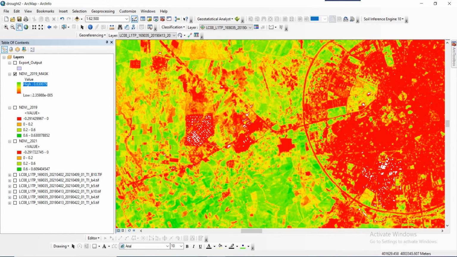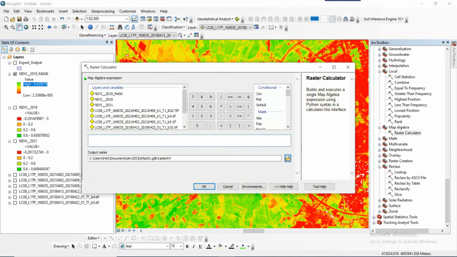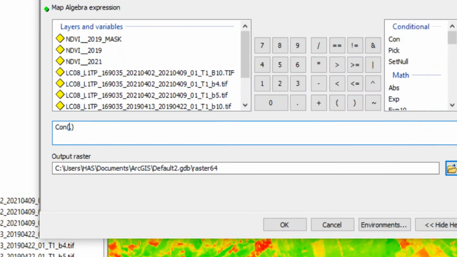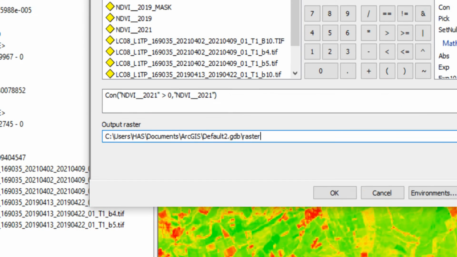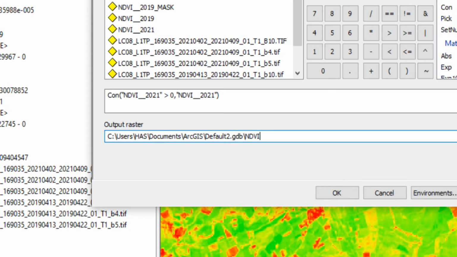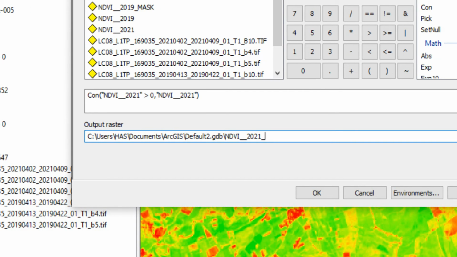We're going to repeat this process for 2021, so we have the condition: NDVI 2021 bigger than 0, then NDVI 2021. We're going to name this NDVI 2021 mask.